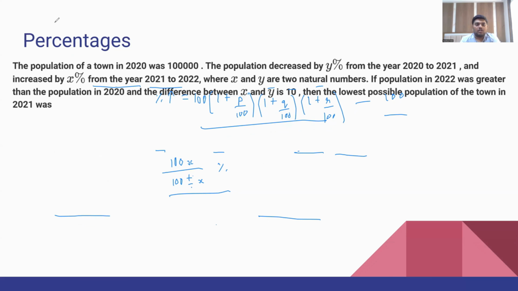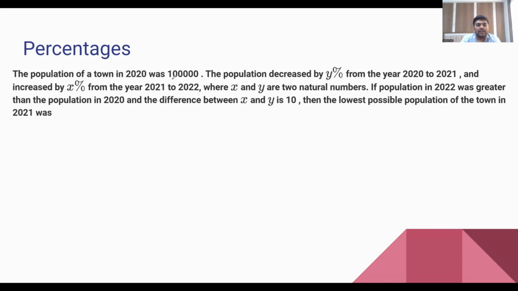So this is also a question asked in CAT. The population of a town in 2020 was 1,23,451 lakh. The population decreased by y% from 2020 to 2021 and increased by x% in the next year, where x and y are two natural numbers. If the population in 2022 was greater than that in 2020 and the difference between x and y is 10, then the lowest possible population of the town in 2021 was.